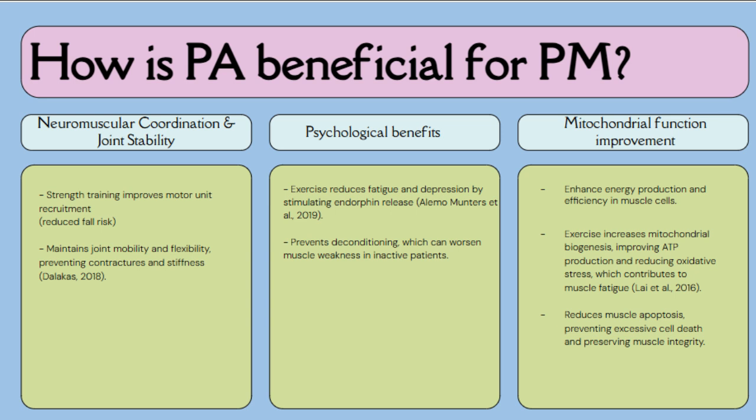Mitochondrial function benefits with physical activity: exercise enhances the efficiency of the mitochondria in muscle cells, boosting energy production and reducing fatigue. Mitochondria are responsible for producing ATP in muscle cells, and polymyositis can lead to mitochondrial dysfunction, making it harder for muscles to generate energy efficiently. Regular exercise increases mitochondrial biogenesis and improves energy efficiency, helping to reduce muscle fatigue. An important consideration is that while exercise offers numerous benefits, it is always important to approach it carefully.